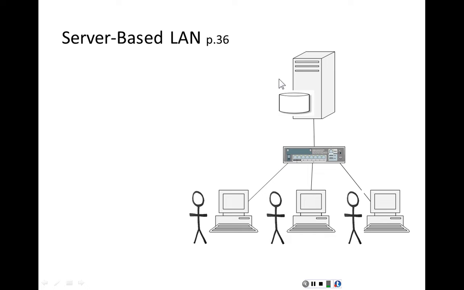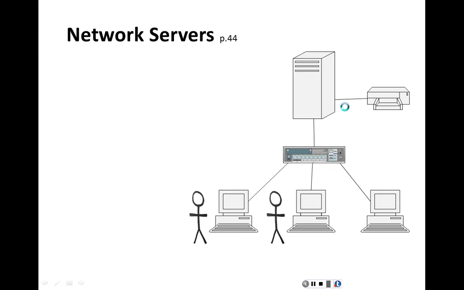Typically, most commercial organizations are going to have server-based local area networks, and they also call this a client-server network. In a server-based network, users can save data centrally to the hard disk on the server, so other users can also access those files and they can collaborate. They can work together on projects.